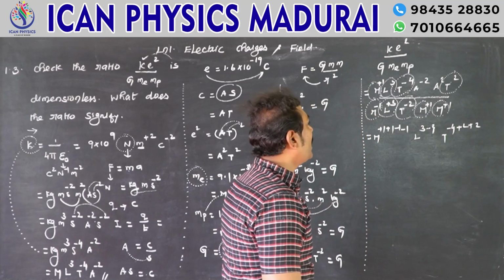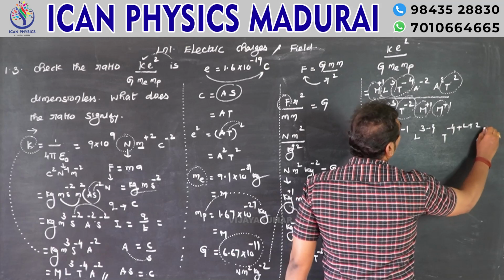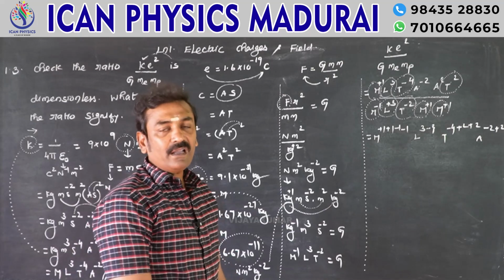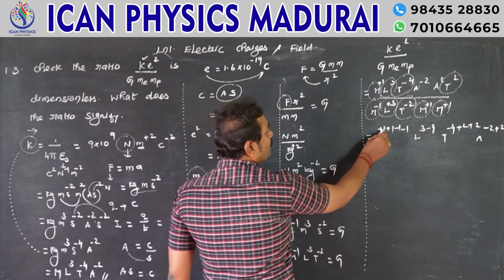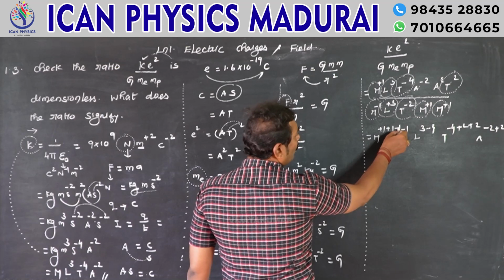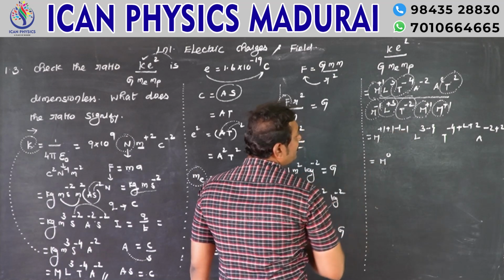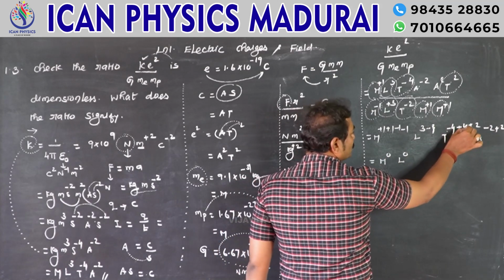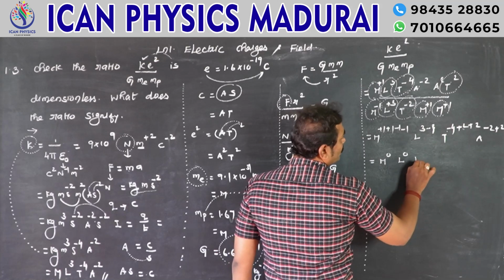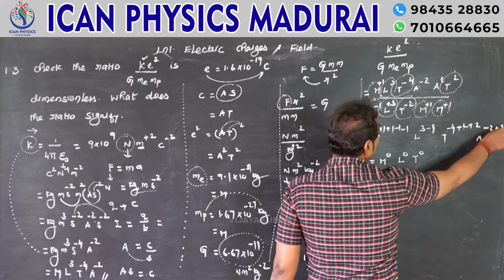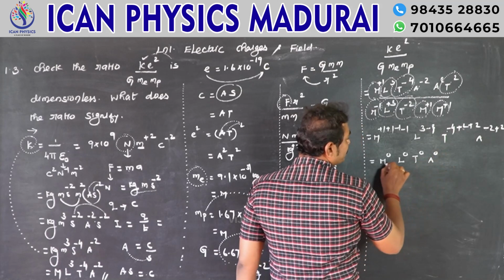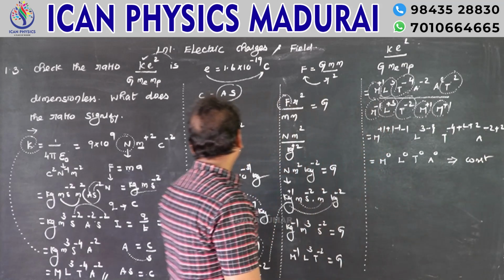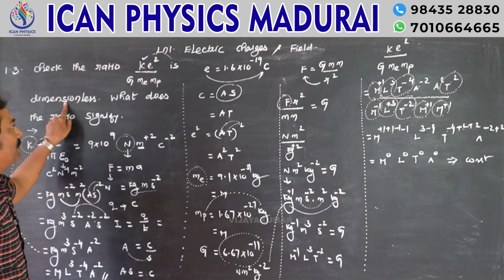Now we can go for ampere. Here we are having ampere power minus 2 and it is plus 2. Now we are combining all the same quantities. So 1 plus 1, 2. 2 minus 1, 1. 1 minus 1, 0. So M power 0. 3 minus 3, 0. Minus 4 plus 2, minus 2. Minus 2 plus 2, 0. So T power 0. So A power 0. Anything power 0 is 1. That should be constant. Then we can say it is a dimensionless constant.